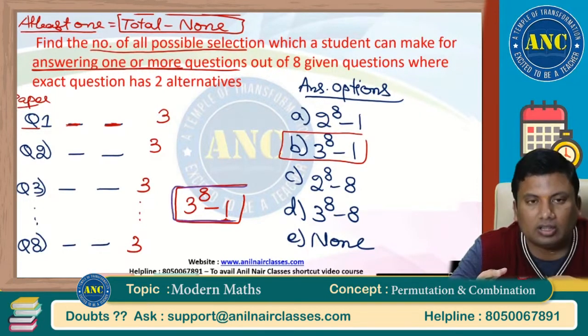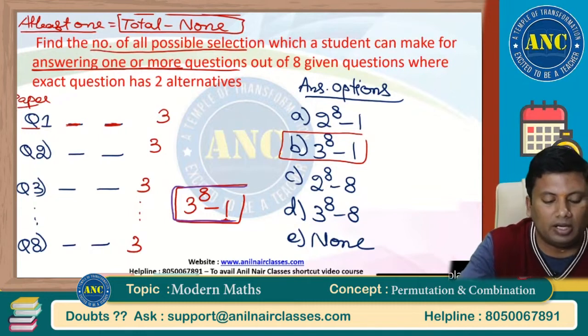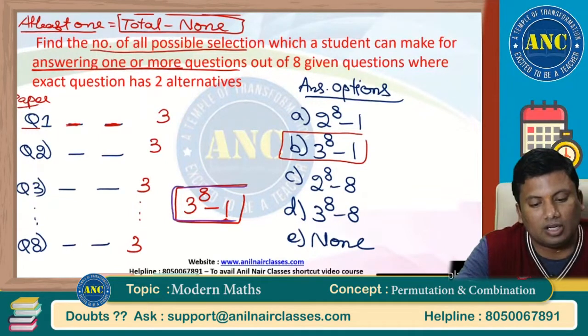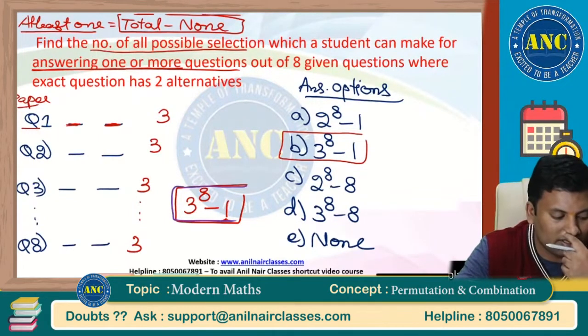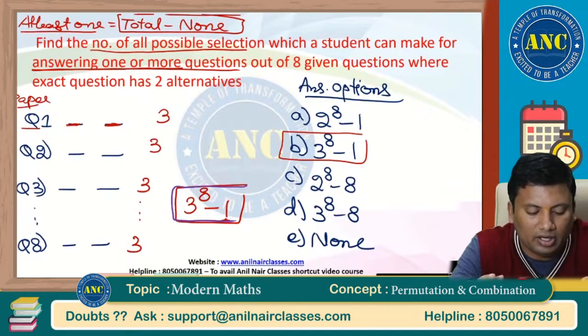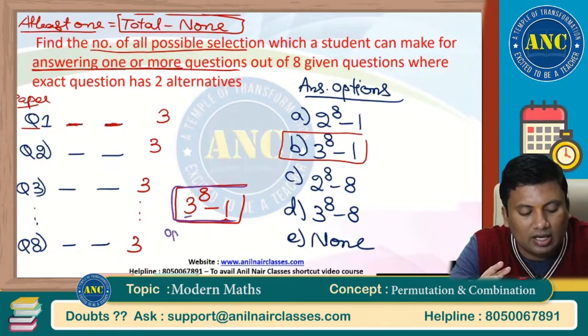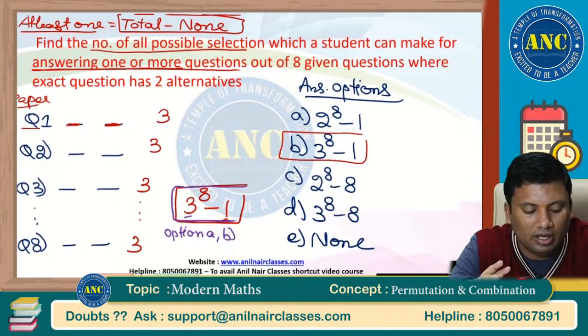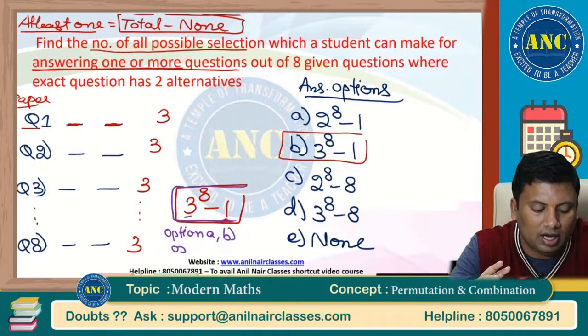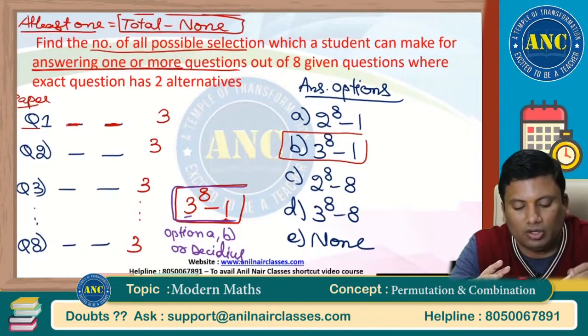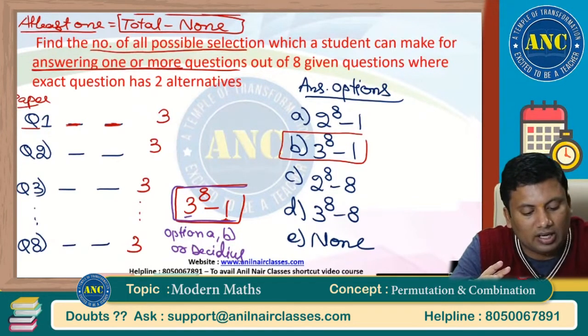Which is nothing but 3 power 8 minus 1. At least one is nothing but total minus none. So, 3 power 8 minus 1. 3 means either option A or option B, or deciding not to solve a question. I hope it is clear.